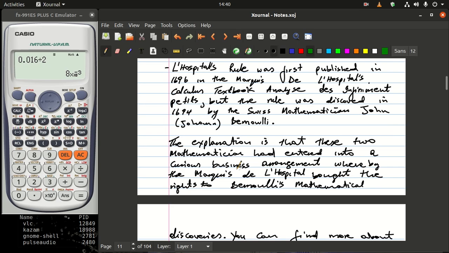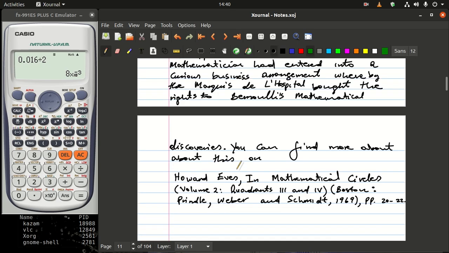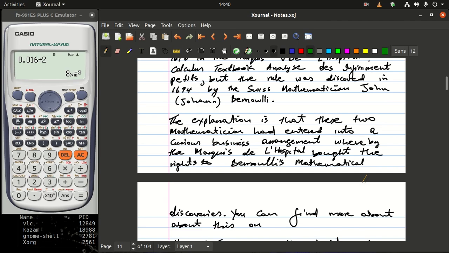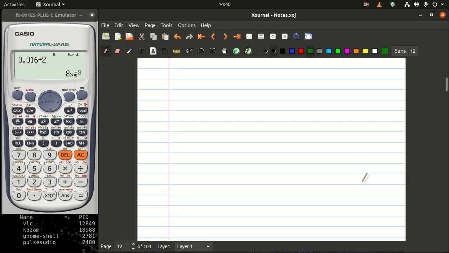If you want to know more about that arrangement and all the information, this is where you can go: Howard Eves, Mathematical Circles, Volume 2, Quadrants 3 and 4, Boston, Prindle, Weber and Schmidt, pages 20 to 22. But of course, this is just some nice background. I want us to actually look at what L'Hopital's rule is saying.